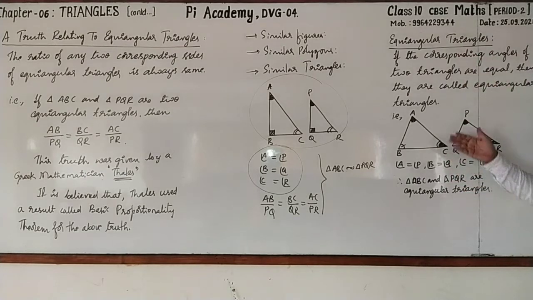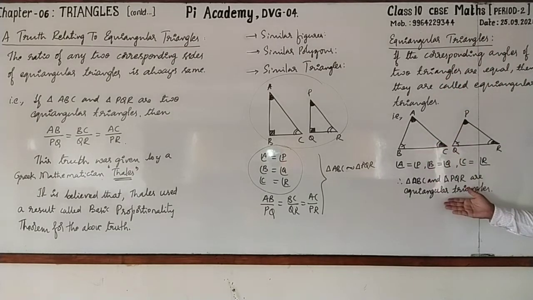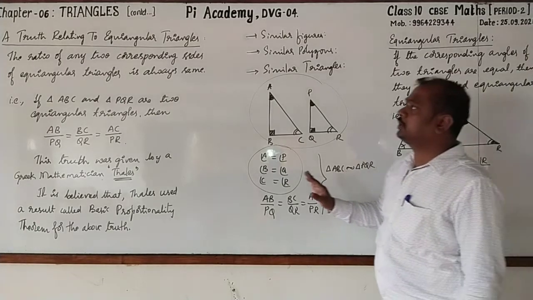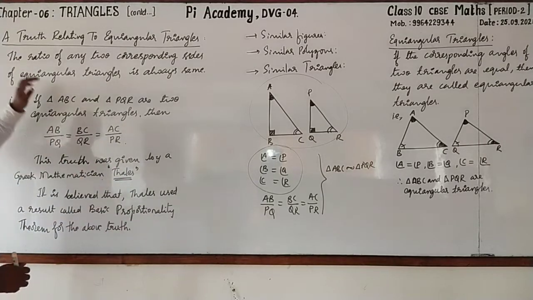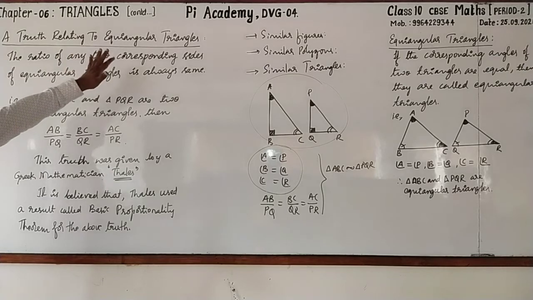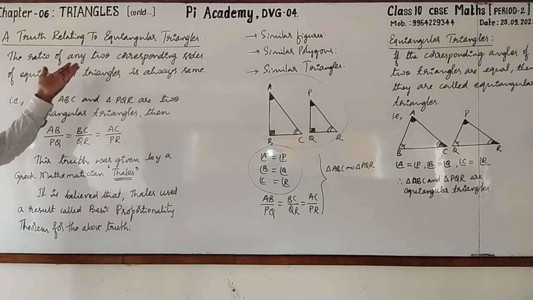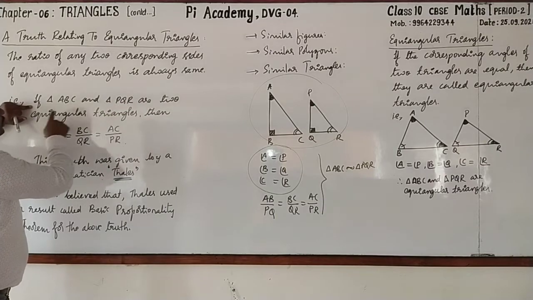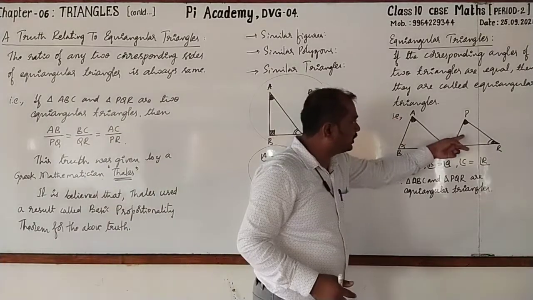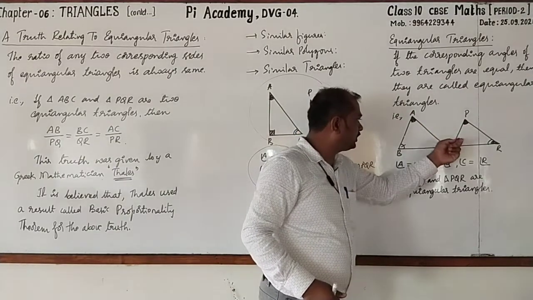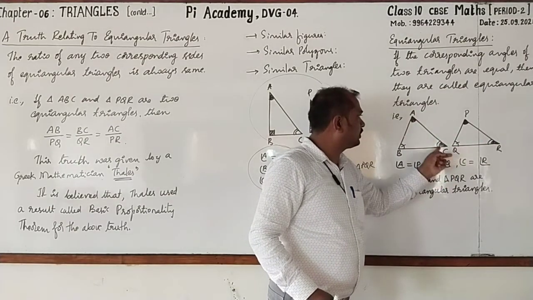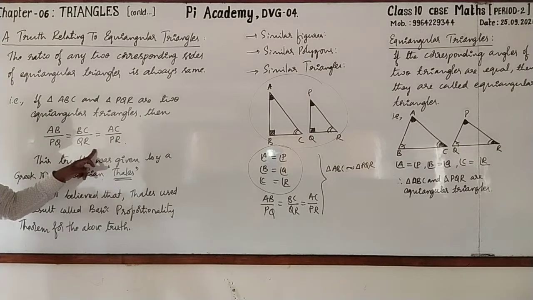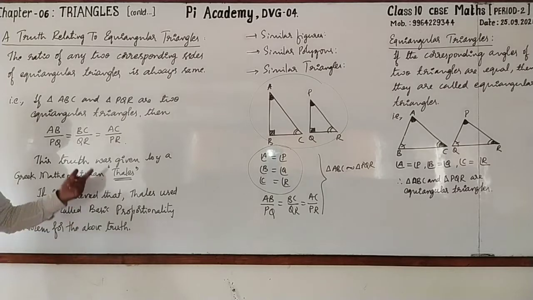Dear students, please go for taking the definition of equiangular triangles, then this information. After writing up to here, then you can go for writing from here to here. See that here I have written a truth relating to equiangular triangles. We have already come to know that the ratio of any two corresponding sides of equiangular triangles is always the same. That is, when you consider ABC and PQR are two equiangular triangles, then their corresponding sides AB by PQ is equal to BC by QR, which is equal to AC by PR. The same thing has been written, and this result was given by a Greek mathematician Thales, and we believe that Thales used a result called basic proportionality theorem for this truth.